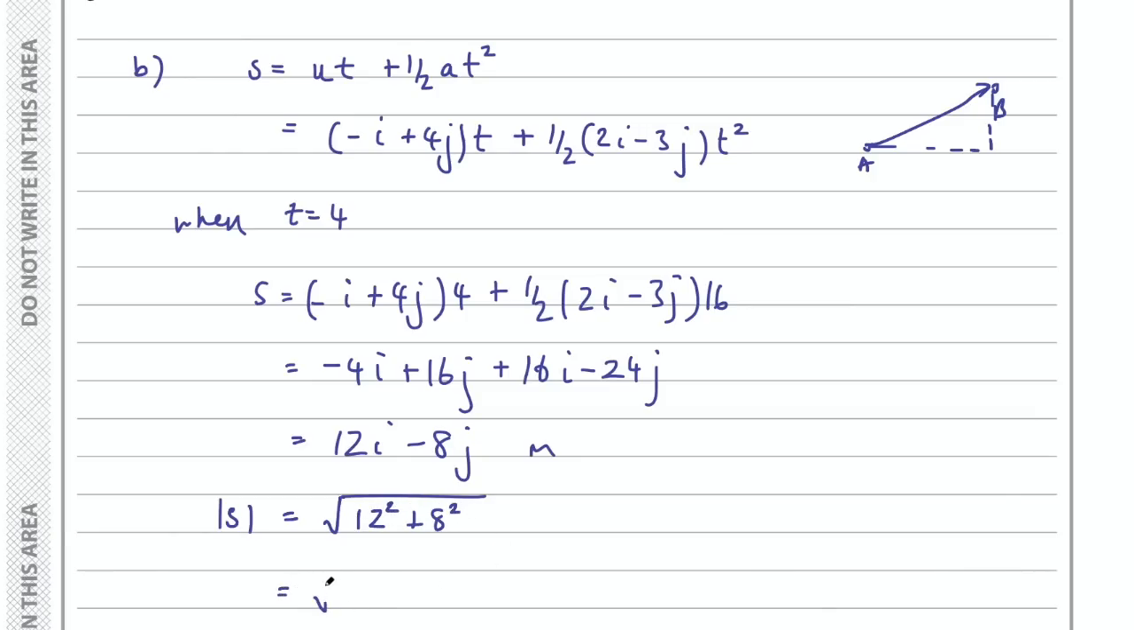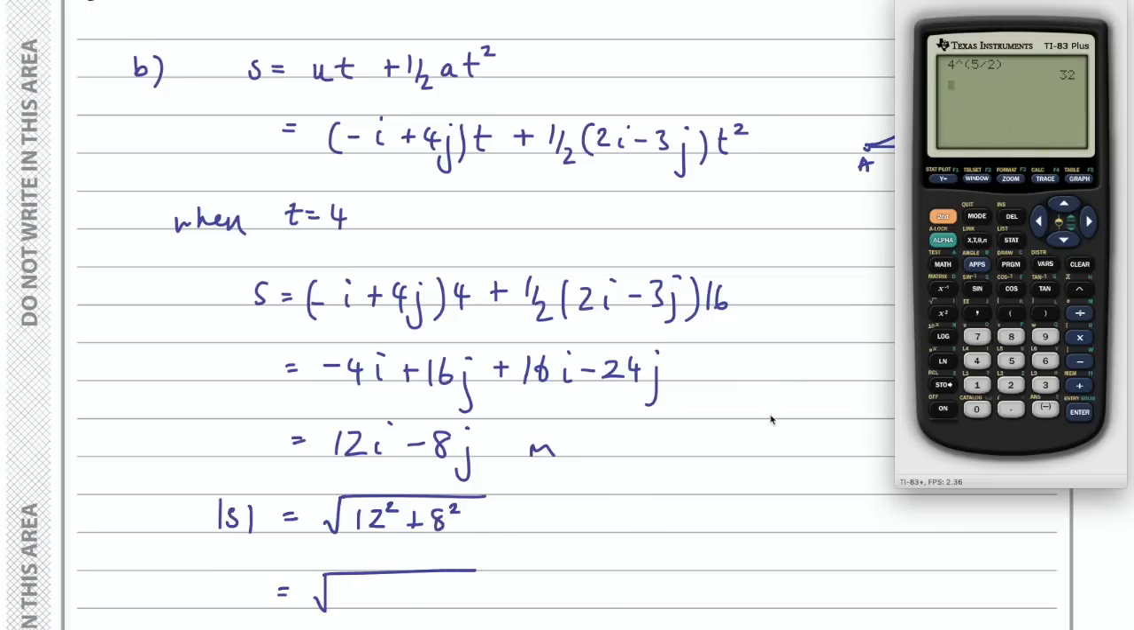This is the square root of 144 plus 64. What would that be? 144 plus 64. We might be able to simplify this. So 208. Well, let's just take the square root. Why not?